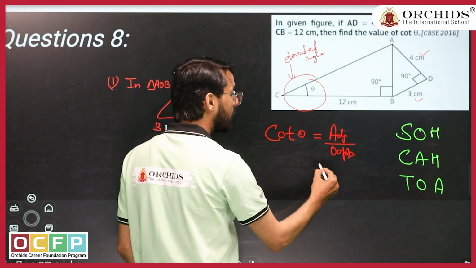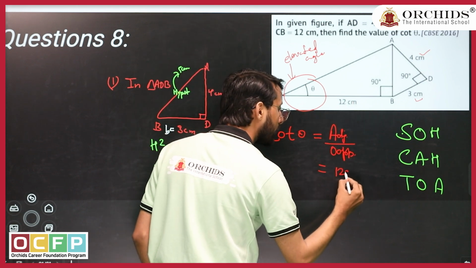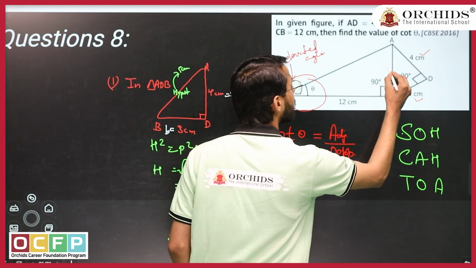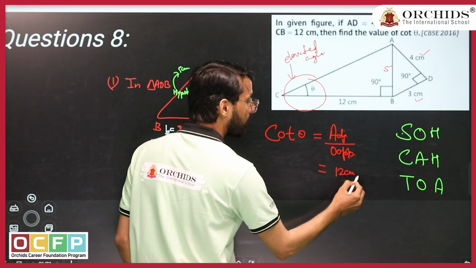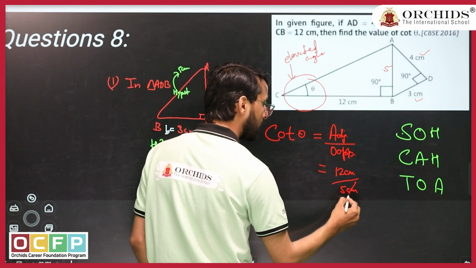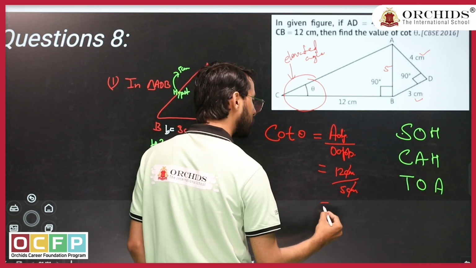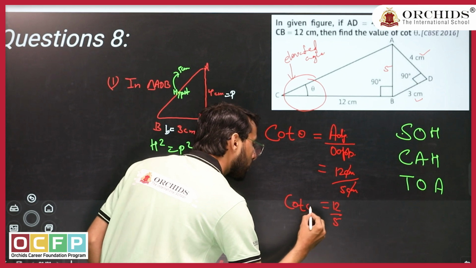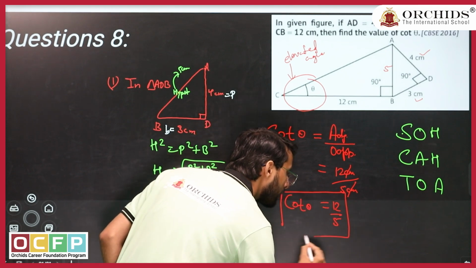So for cot theta, if you see, this is perpendicular, this is base. Adjacent means 12 centimeter. And what is the value of AB we got? The value of AB we got as 5. So I can put opposite as 5 centimeter. Centimeter and centimeter cancel, and cot theta will result in 12 by 5. So this is the value of cot theta we got.